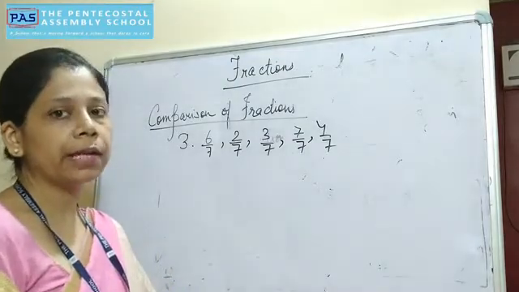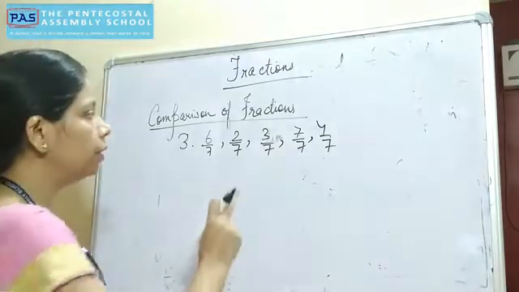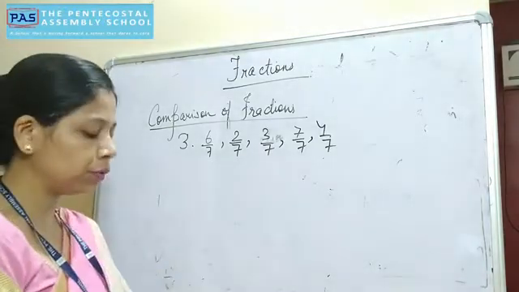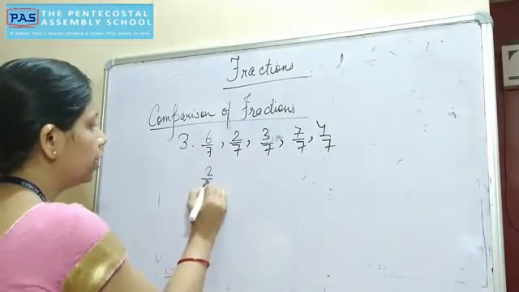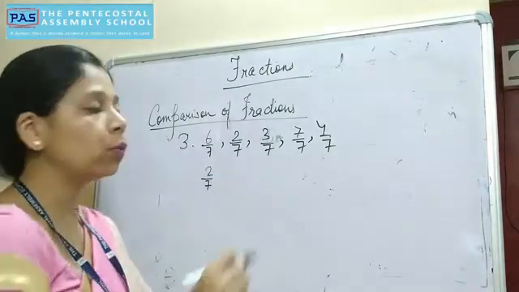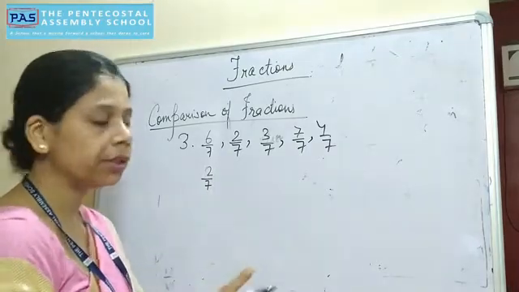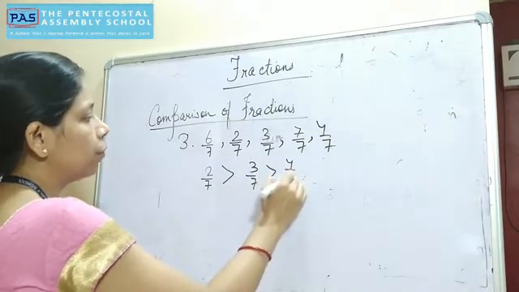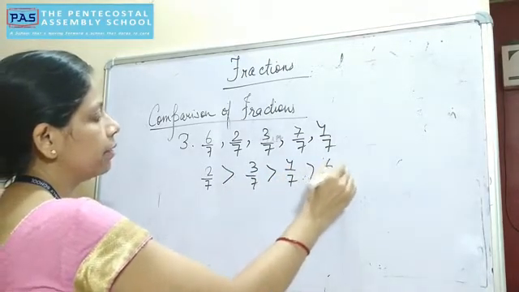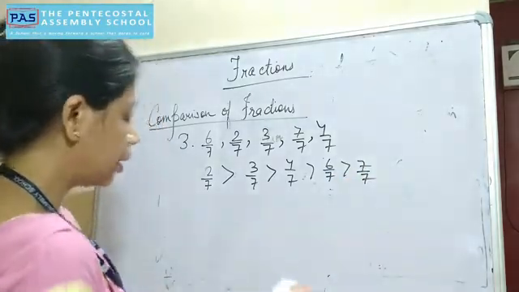So what happens in the like fraction? When you are arranging in ascending, that means the smallest will come in the beginning. So which is the smallest fraction over here? All these are like fractions. The smallest fraction is 2 by 7. Because here we are going to see the numerators. So 2 is the smallest numerator. After that what we have? 3 by 7. Then we have 4 by 7, 6 by 7 and 7 by 7.